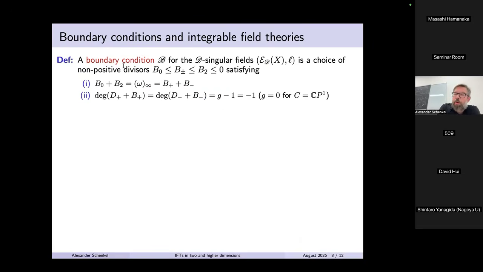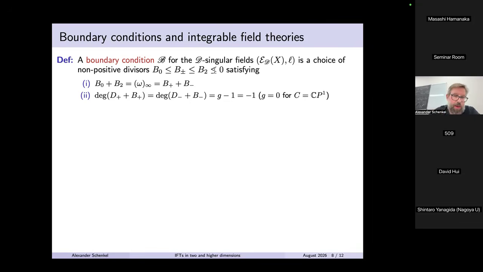Now let's talk about integrable field theories and how they emerge from boundary conditions. So boundary conditions are something which you impose upon the already singular fields. So I'm now defining what I mean by a boundary condition B for the D singular fields we discussed on the previous slide. And what a boundary condition does is it's a family of non-positive divisors, B0, B plus, B minus, B2. So this 0 corresponds to 0 forms along sigma, plus minus to the chiral components, and 2 to the 2 forms along sigma. These divisors must be ordered in this way.